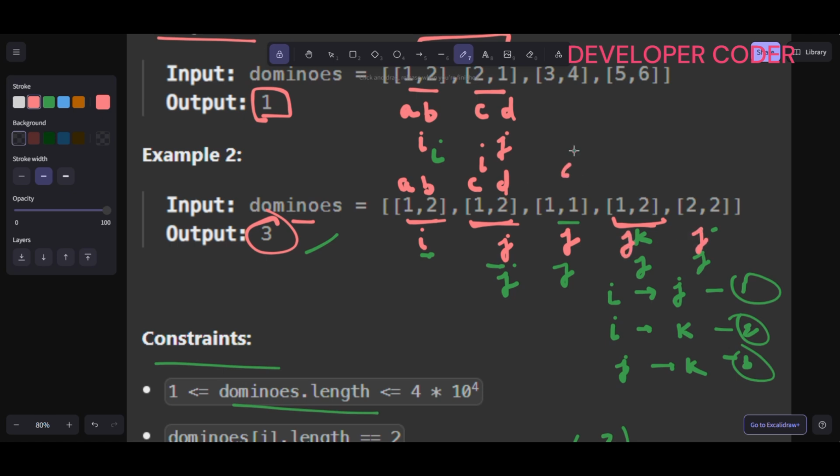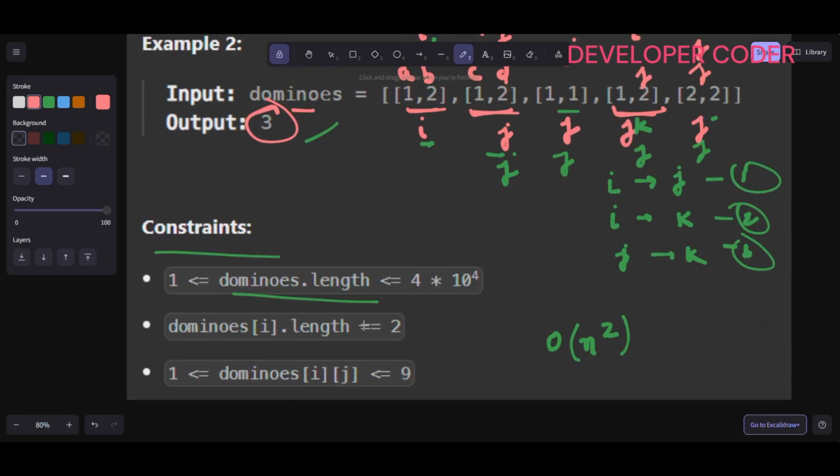Then next time I fix I here, then J here, J here. Then next time I fix I here and then J. So this is not the right solution, because the constant size is very large.